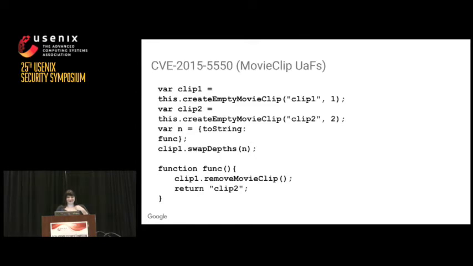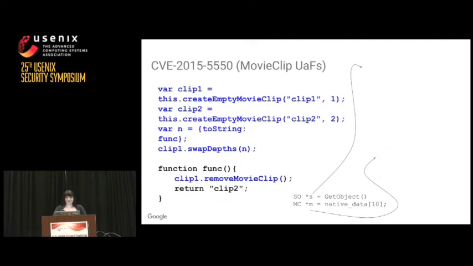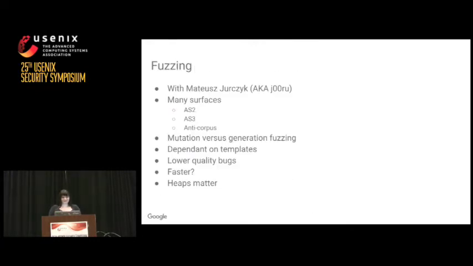So to give an example of this bug, you create a movie clip, which is one of the vulnerable objects, and then you create a parameter which has toString defined, and then you call the vulnerable function, which is called swap depths. So you call into this function, and the first thing the function does is it initializes pointers to these two objects. And then it tries to convert the parameter, which is, of course, the wrong order. And it calls this toString function, and then this calls remove movie clip, which deletes the movie clip. And then the function will continue with dangling pointers to the heap. And this is the most frequent bug in Flash.